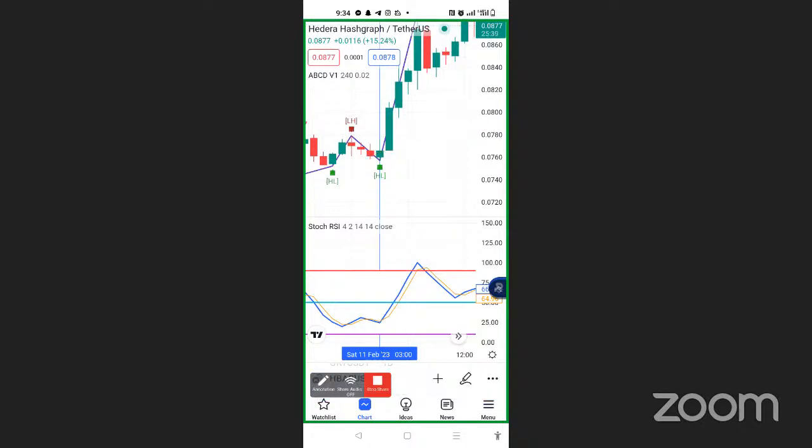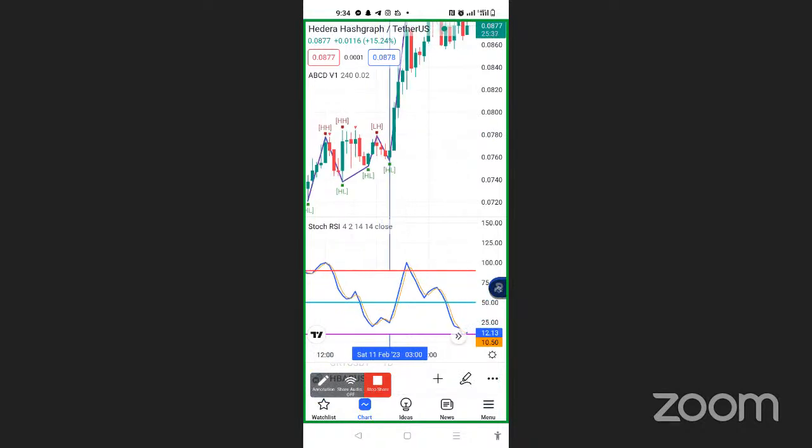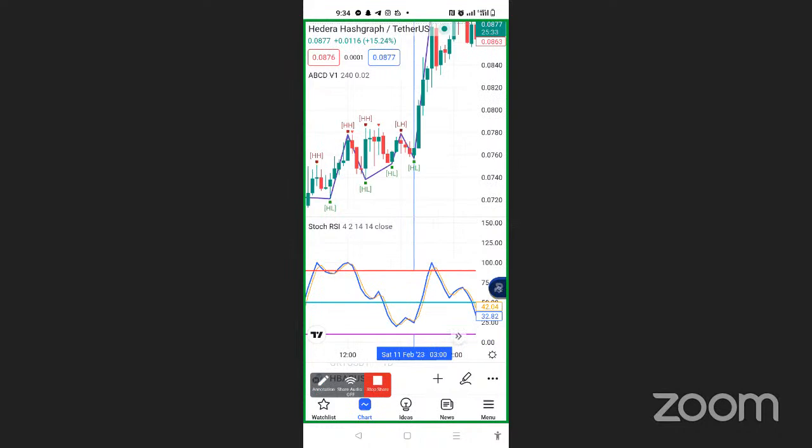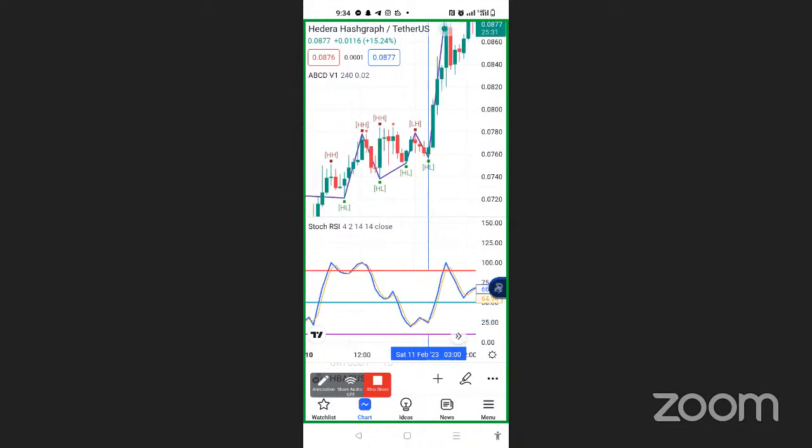But if you find scenarios like this one, there are certain scenarios, and I needed to clear the air. There's a scenario here that you'll find where it has formed a higher high and a higher low. Now it forms a higher low here, then forms a lower high.